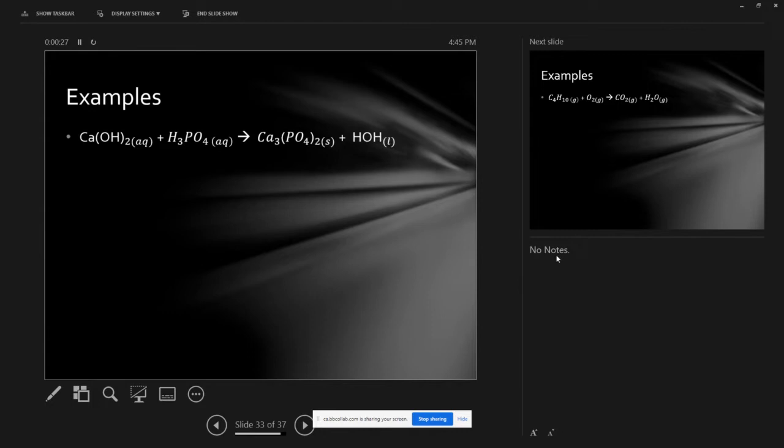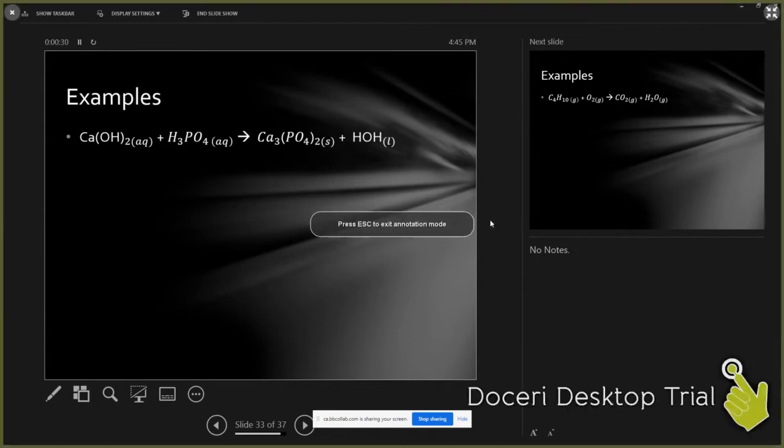Calcium hydroxide plus phosphoric acid, and do some quick magical balancing here. Looking at the most complicated thing here, it looks like calcium phosphate. Start out with phosphate, and there's two of them here, and there's only one over here, so we're going to put a 2 there to balance those out. And we have 3 calciums over here, and we have 1 here, so I'm going to put a 3 over here to balance those out. So that takes care of that nasty thing there.